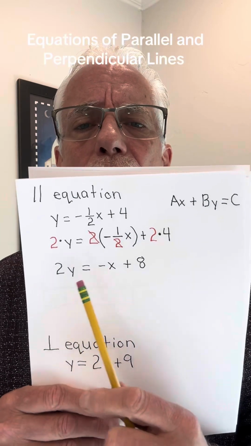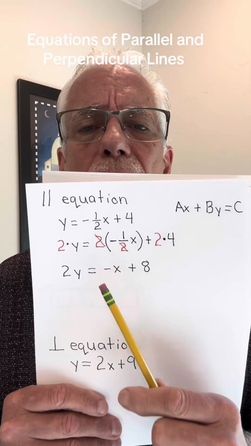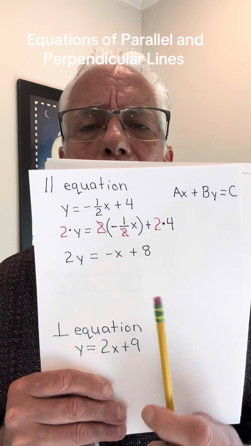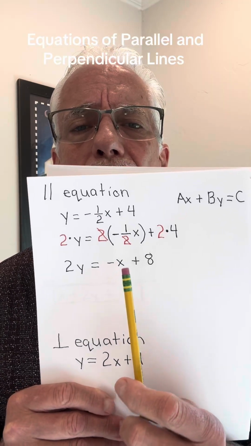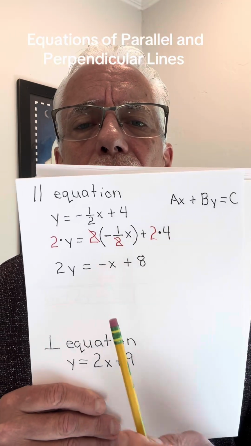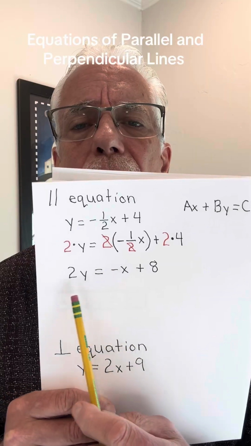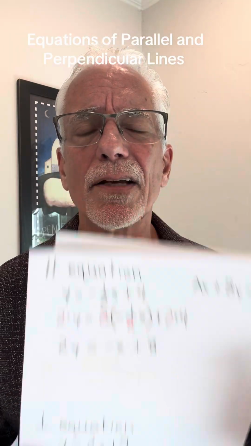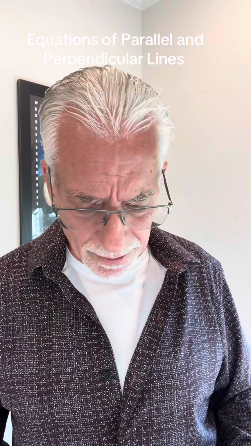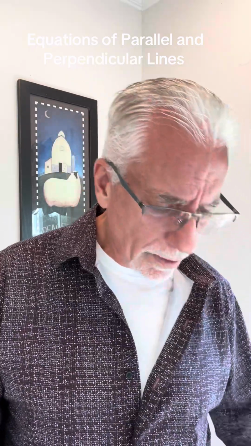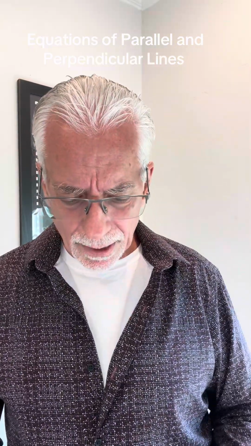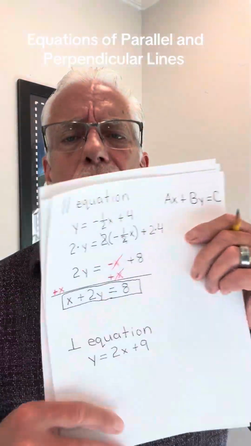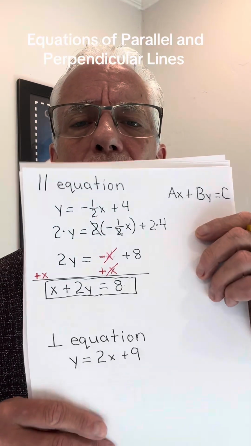So here I have 2y, here the 2's cancel, I have negative x plus 8, and then for my answer for my parallel guy I just got to put the x over here. So I'm going to go plus x, and then over here I'll go plus x right there to get rid of that minus x right there. So that's going to get me to my answer of the parallel equation, x plus 2y equals 8.